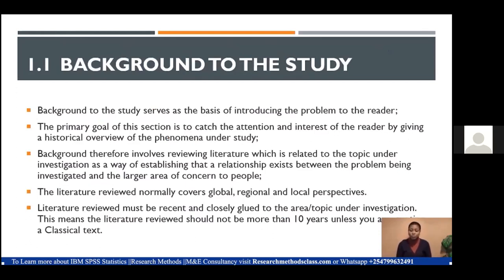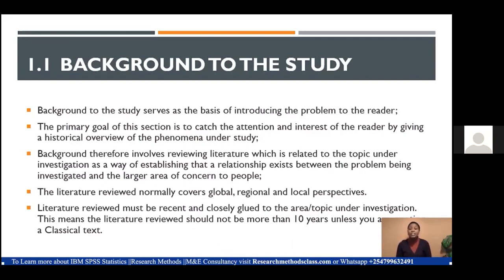Background to the study serves as the basis of introducing the problem to the reader. The primary goal of the background is to catch the attention and interest of the reader by giving a historical overview of the phenomena under study. Note that when we say the phenomena under study, we are talking about the variables of the study, because that is what comprises the phenomena.